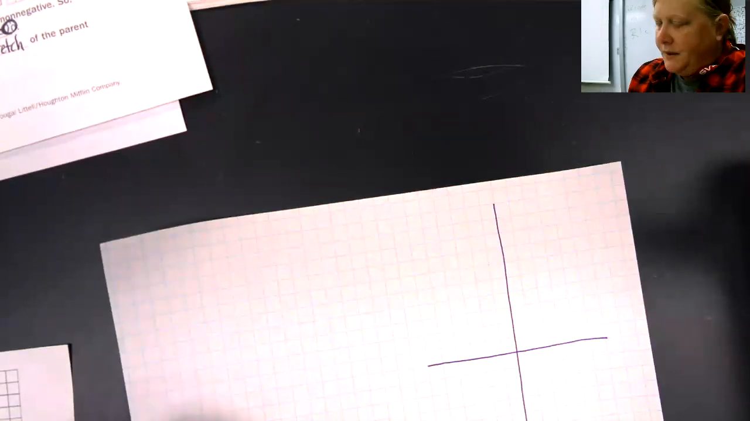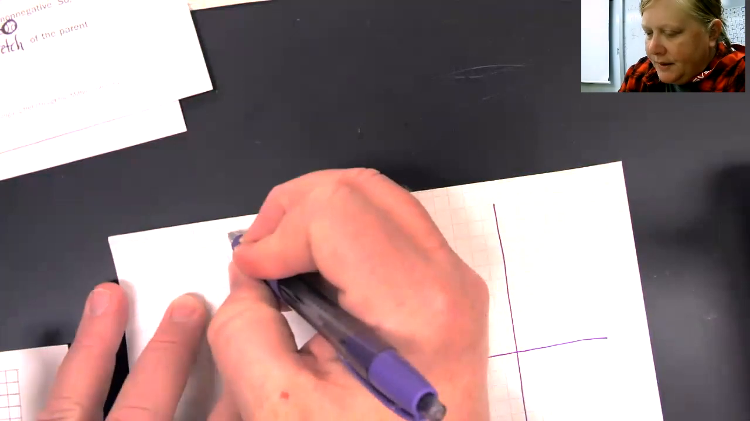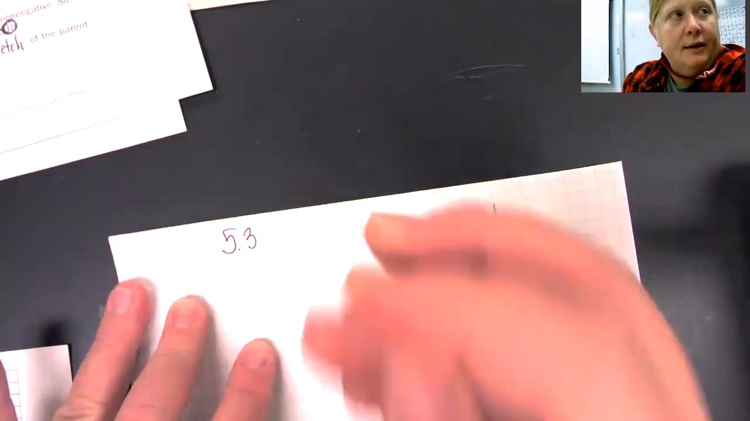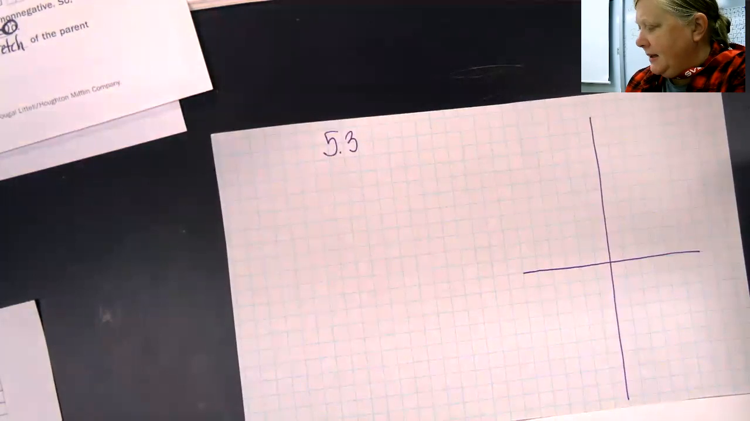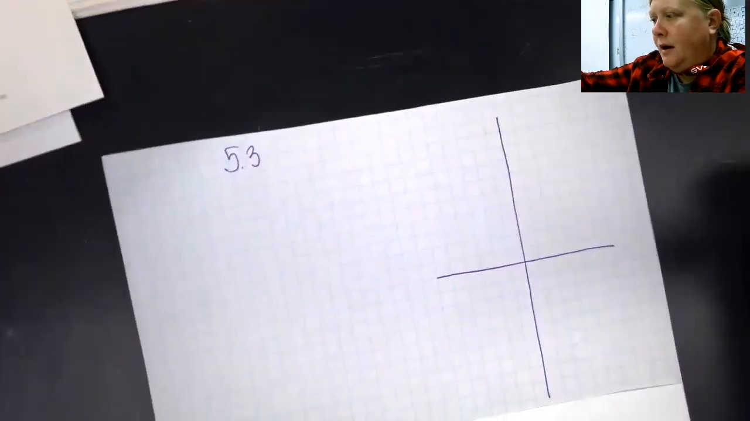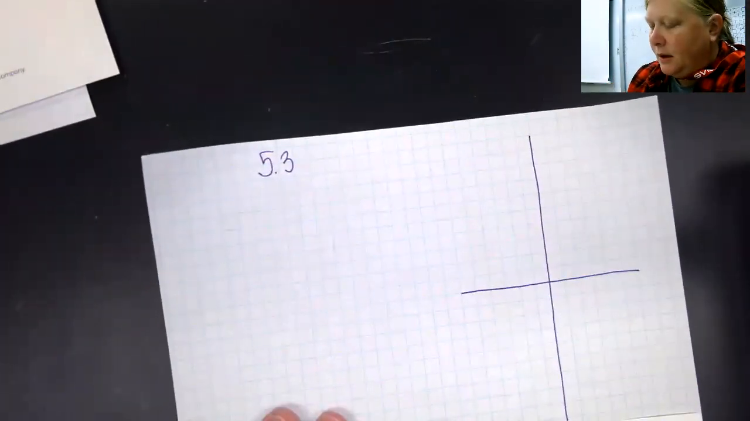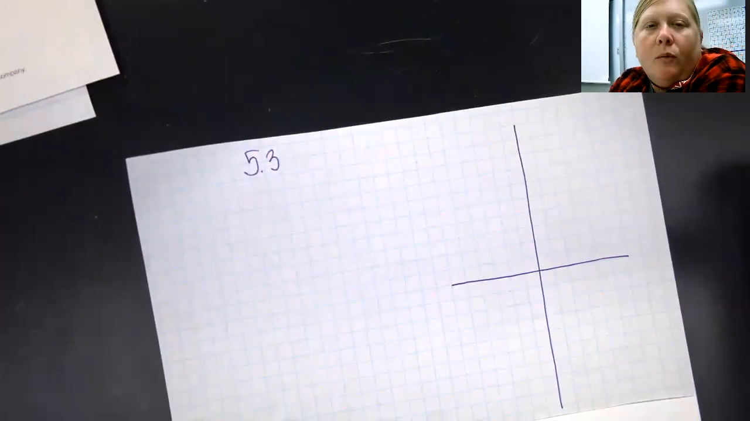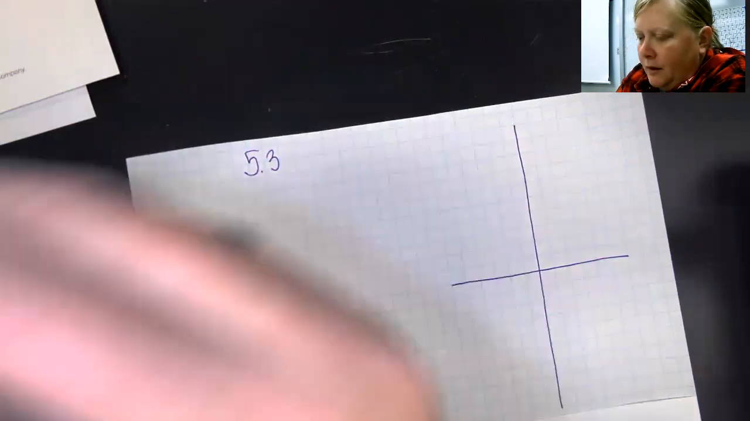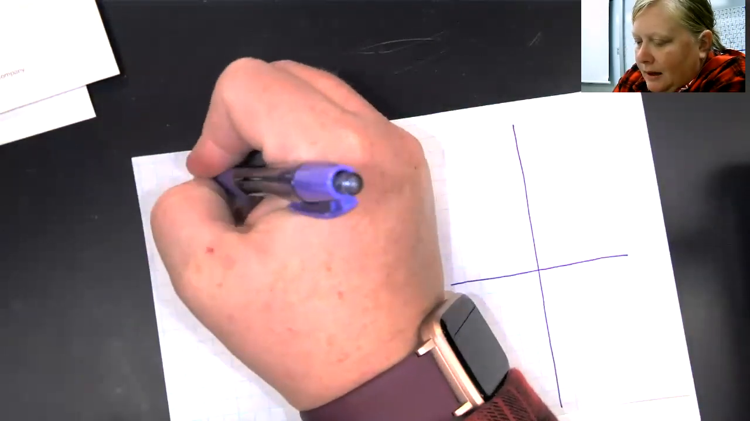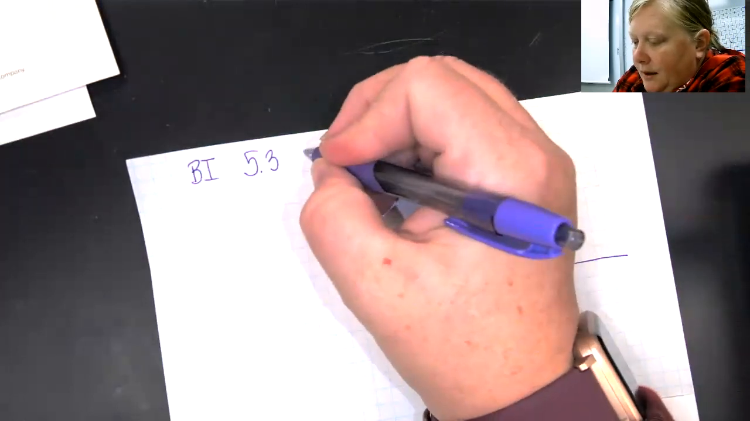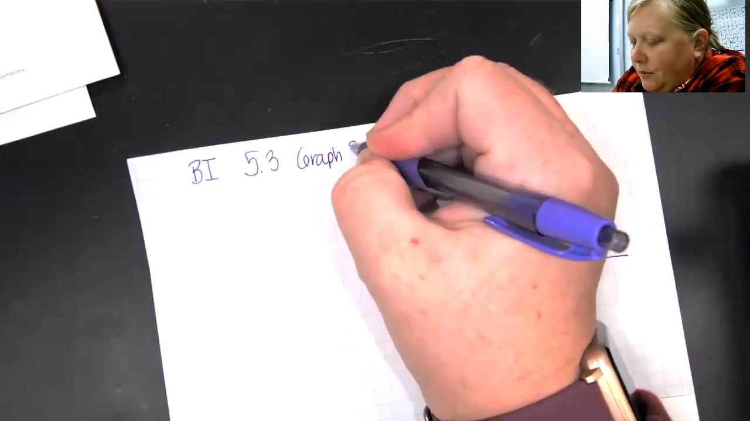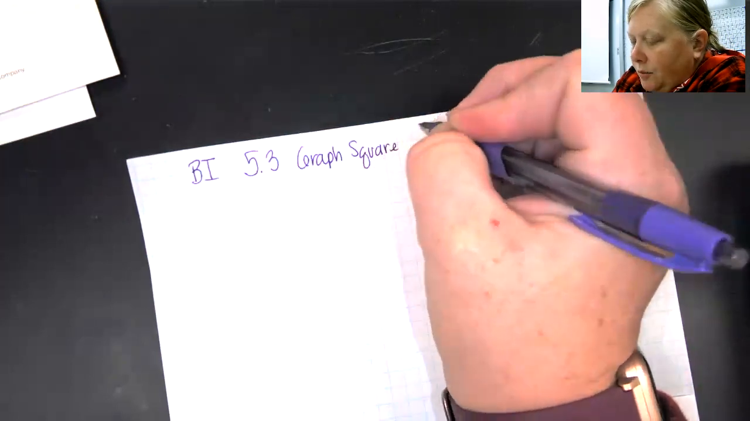Okay, we're going to start. This is section 5.3 in our Big Ideas text. Again, we're starting our new textbook. It took a little bit to get going on 5.1 and 5.2 because there's lots of different concepts in there. This one's going to be kind of nice. This one is a graphing one. So I'm just going to put Big Ideas 5.3. And so we're going to graph square roots and cube roots.